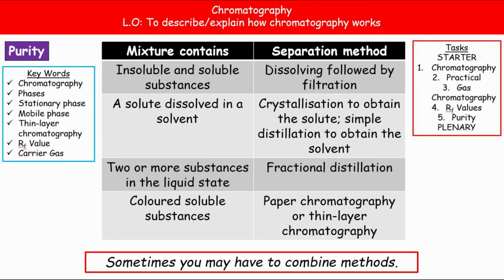For a solute dissolved in a solvent, this is going to be crystallization to get the solute, or if we wanted to get the solvent, we'd use simple distillation. So go careful when they ask how would we get the solvent, don't say crystallization, because in crystallization we're evaporating the solvent off, so it wouldn't get it. So if it's the solute, it's crystallization. If it's the solvent, it's distillation. Third one, 2 or more substances in the liquid state, that is our fractional distillation. And then finally, coloured soluble substances, this is our chromatography. Either paper or thin layer would work there.